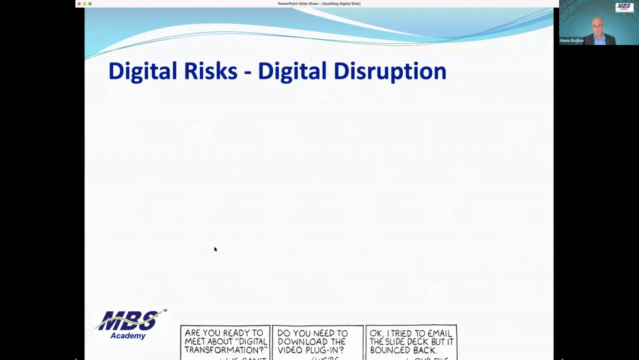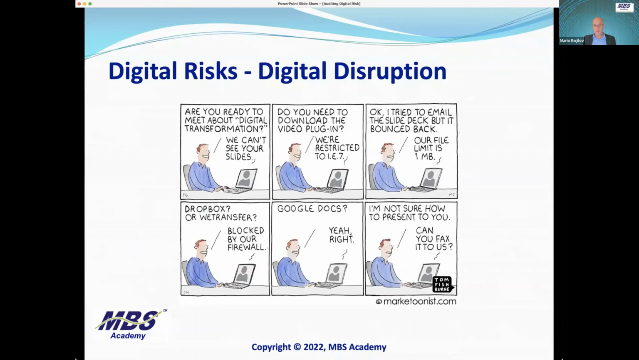Digital disruption, another one. Well, this one sums it up pretty well, this cartoon here, because there are so many things that can go wrong. This is just in one presentation, but the same thing applies in business processes and in a number of other situations. So are you ready to meet about digital transformation?